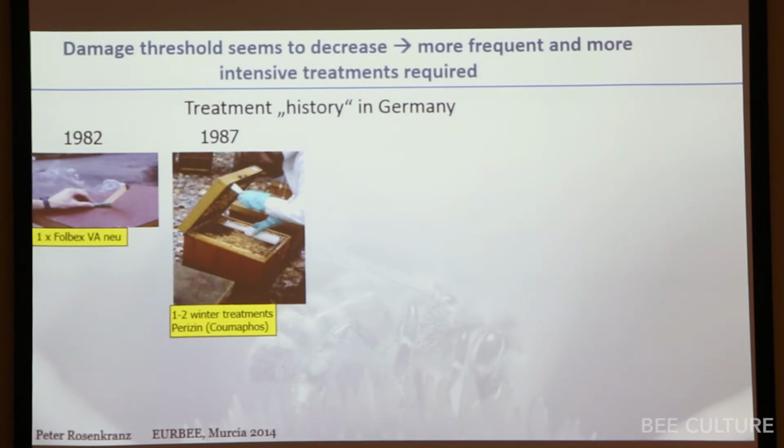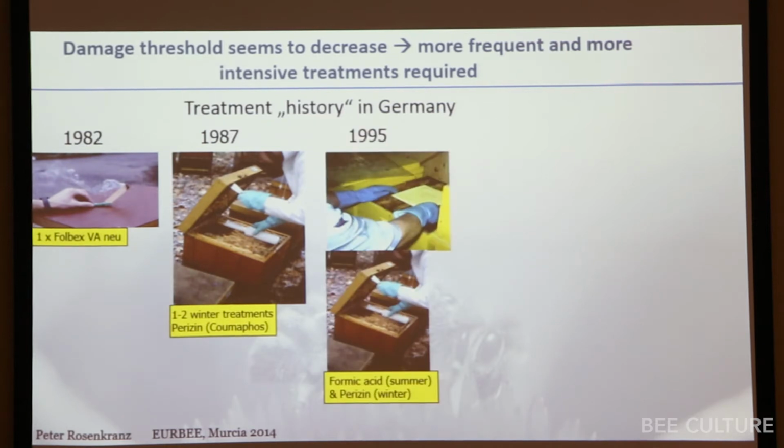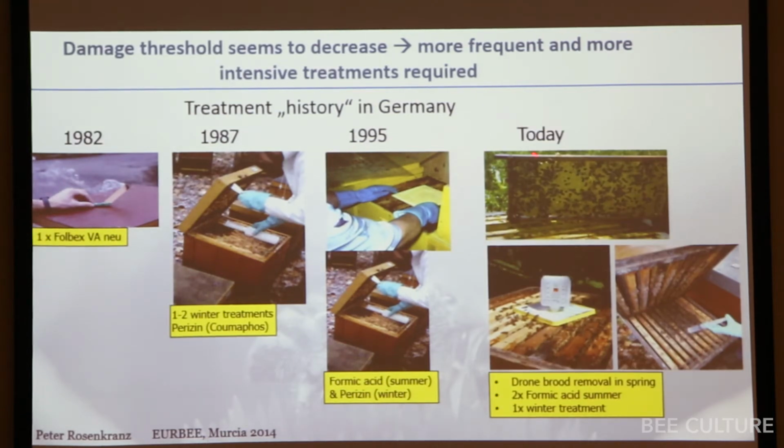Then that stopped working by 1987, and so they started using one to two winter treatments of Coumaphos, like Checkmate. They had liquid forms and all these other weird forms. But basically, a different active ingredient, a strong product, used twice a year, five years after the introduction. Then, in 1995, that didn't work anymore, and they had problems in the summer, so they started using formic acid in the summer as a mid-season treatment, and then Coumaphos in the winter. And today, they have exactly the same thing.